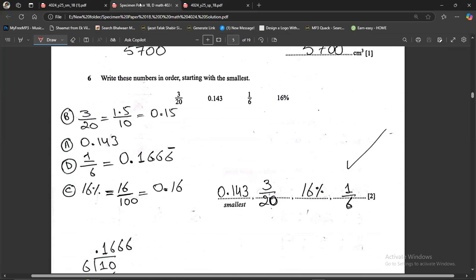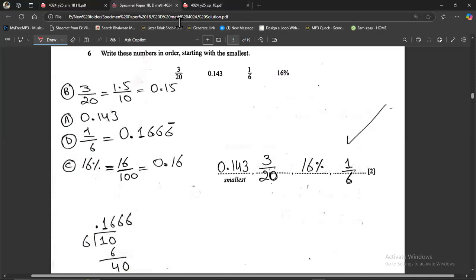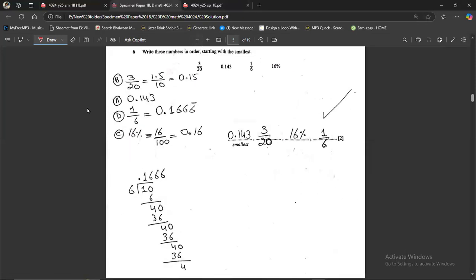1 by 6 is 0.1666. And how I got this, let me show you. I got this by this division. Then you have 16%, which is 16 by 100. You convert it into decimal, that will be 0.16. So the smallest number is this one, 0.143. Then you have this number, which is 0.15, but in the answer, we will write the original fraction. So that will be 3 by 20. Then you will have 16%, which is 0.16.